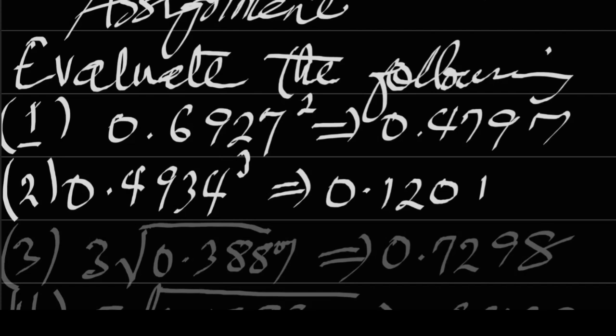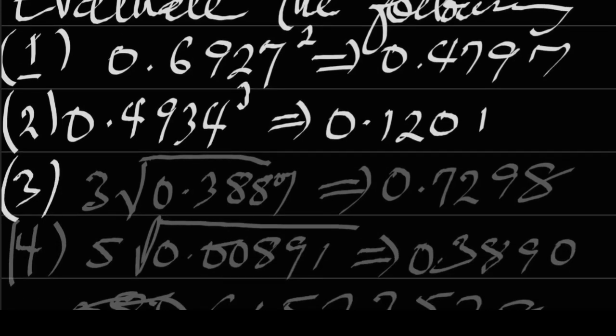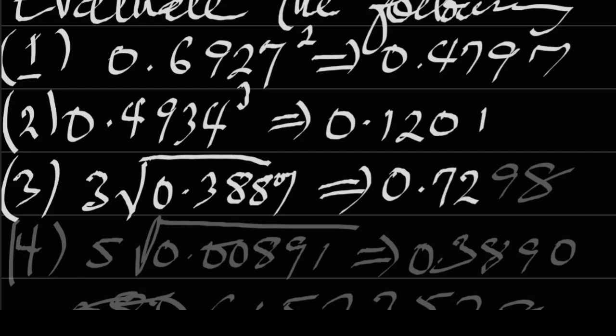Question number 3. You have to evaluate the cube root of 0.3887. If your work is correct, your final answer will give you 0.7298.